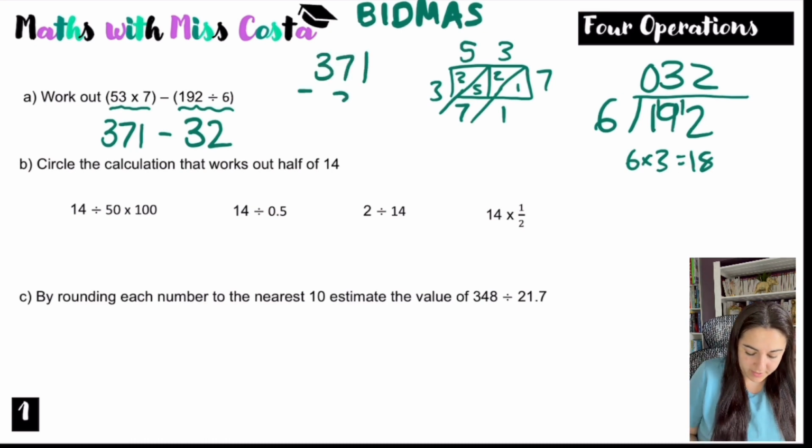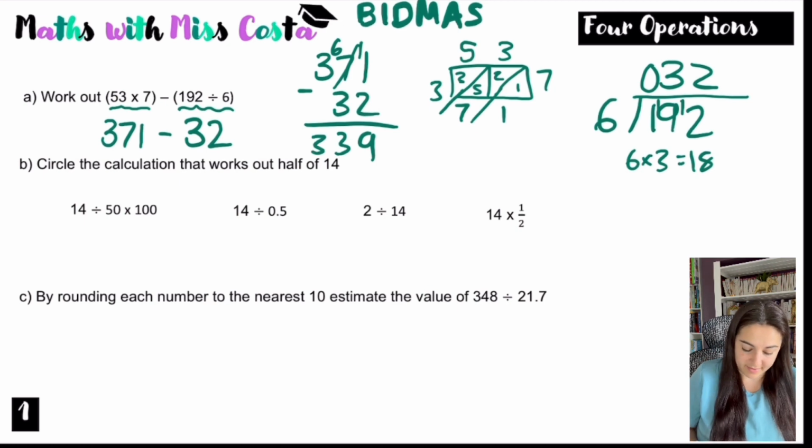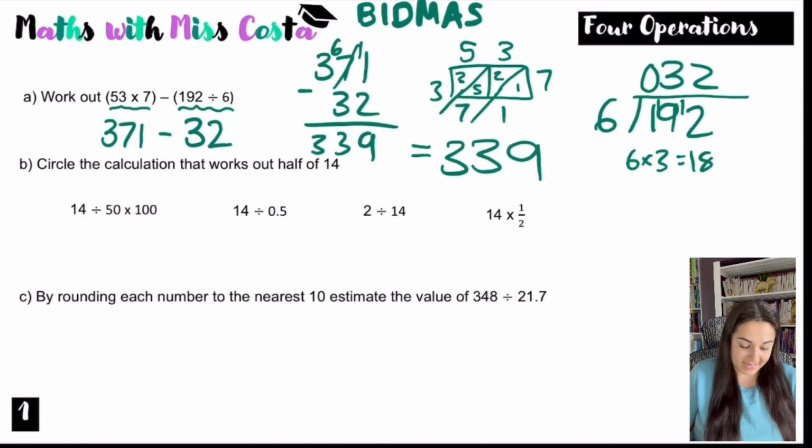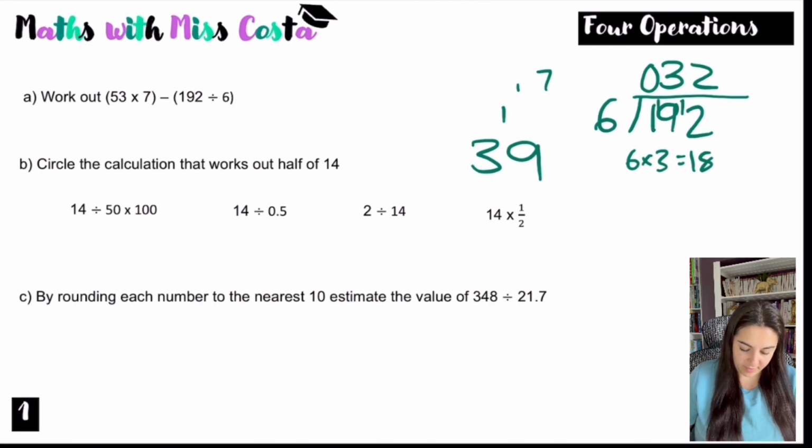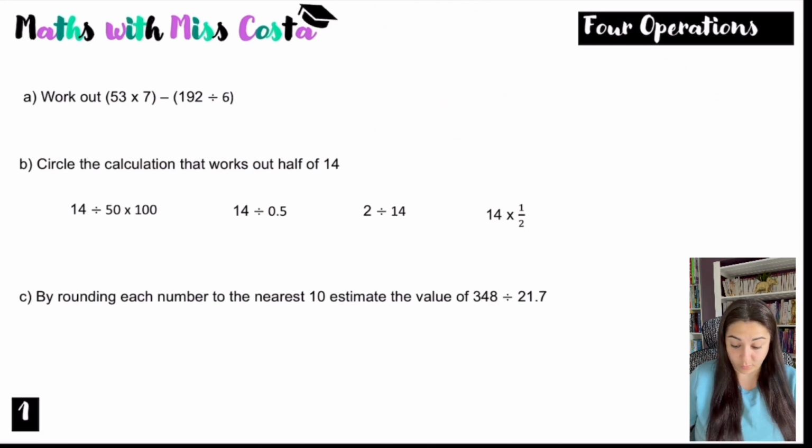So 371 take 32. 1 take 2 I can't do, so I borrow. 11 take 2 is 9. 6 take 3 is 3. And 3 take nothing is 3. So your answer is 339. Now for the next question, we are being asked to circle the calculation that works out half of 14.